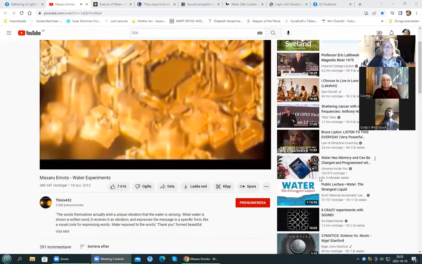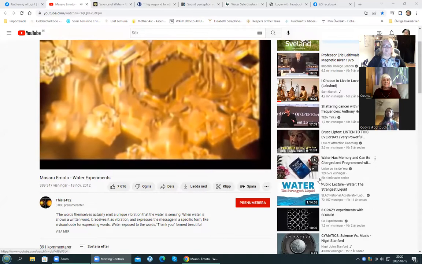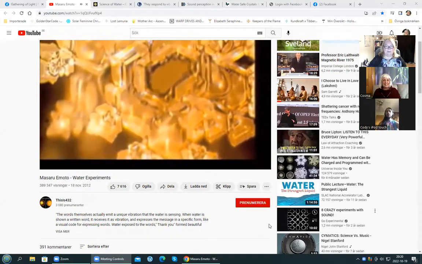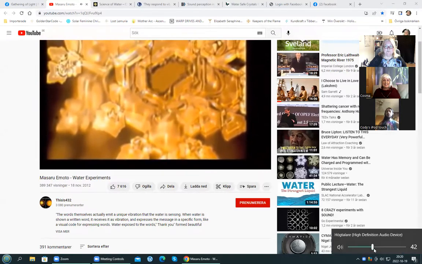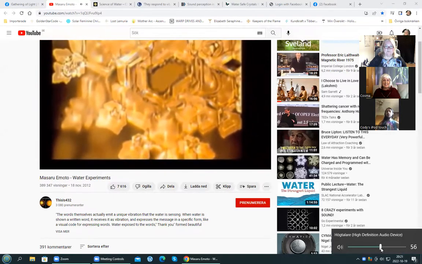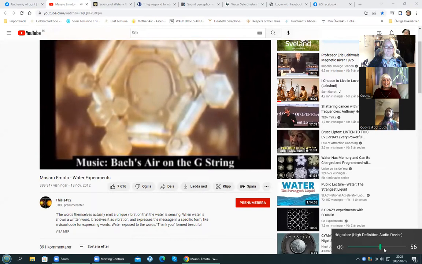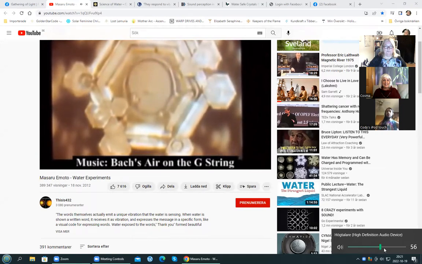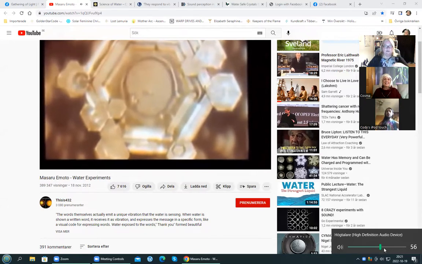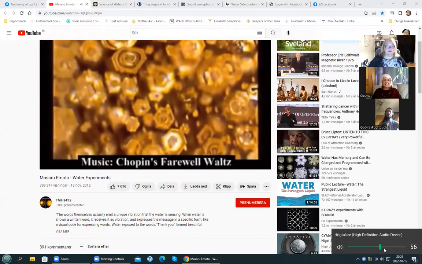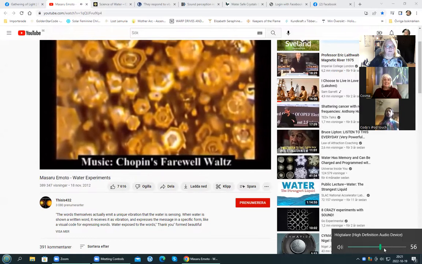He placed distilled water between two speakers for several hours while playing different music and then photographing the crystals that formed. After the water, this photo is of water being exposed to Beethoven's Pastorale. This photo is the effect of Bach's Air on the G String on the water. This photo is of water exposed to Chopin's farewell song.